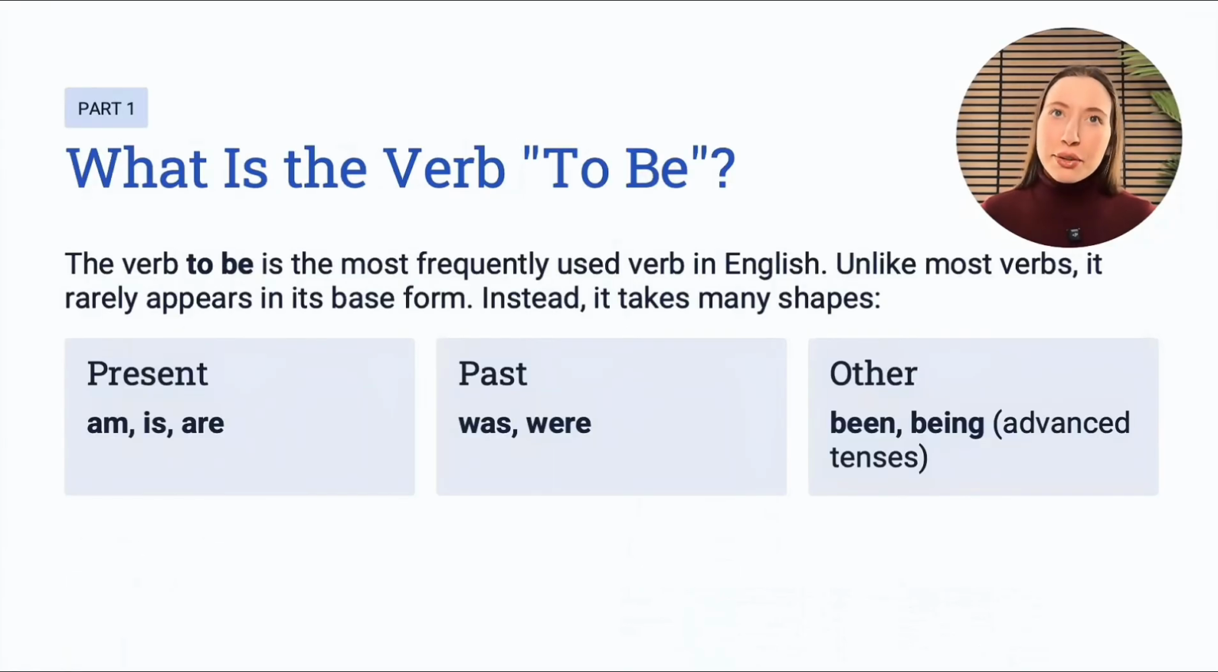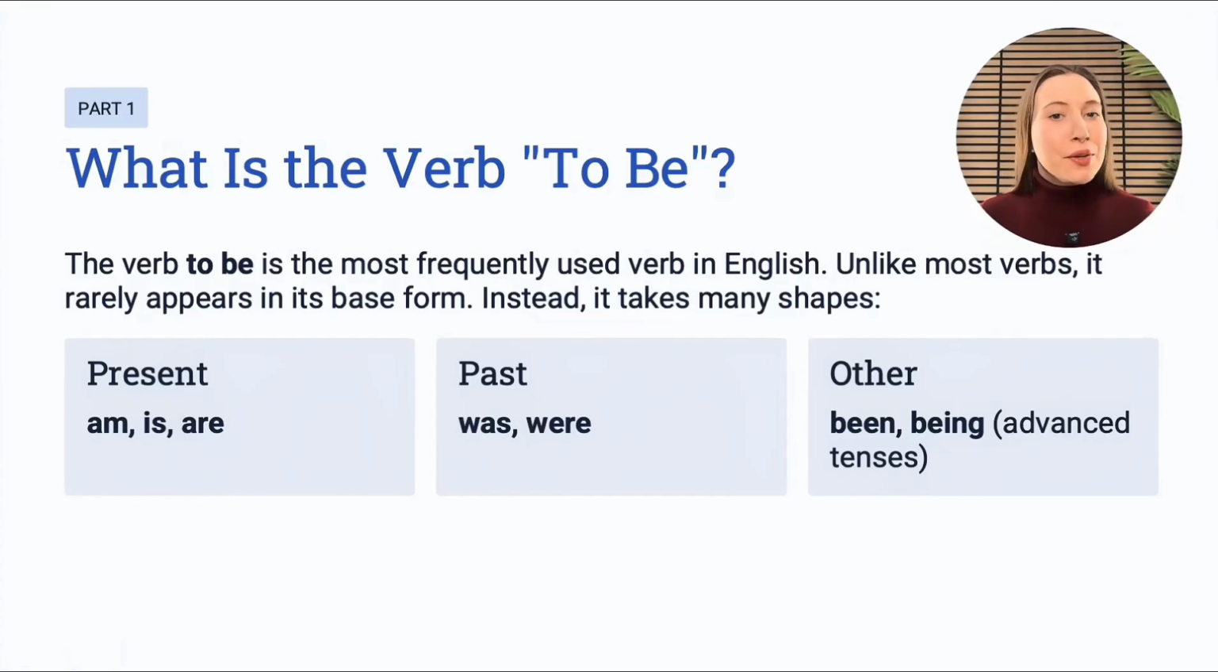What is the verb to be? The verb to be is one of the most common and important verbs in English. English is a very verb-based language, and we almost never build sentences without verbs. The verb be is actually the most frequently used verb. Very often, we need it to give some basic information.